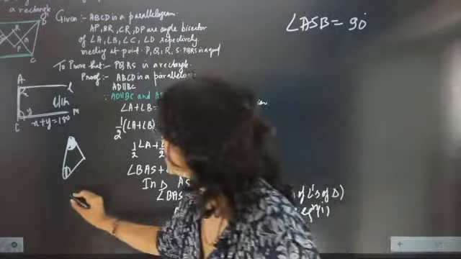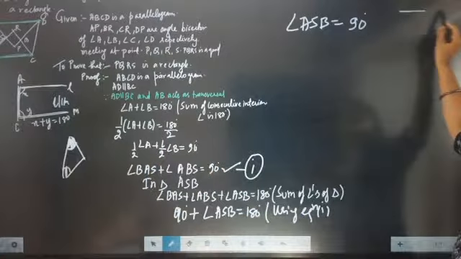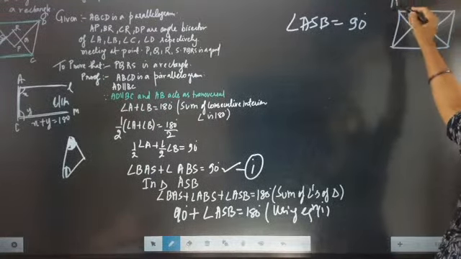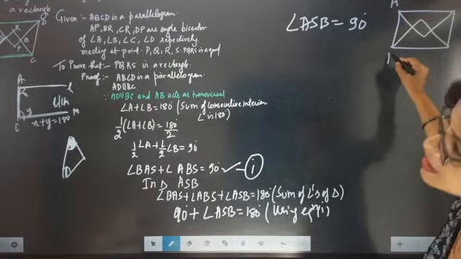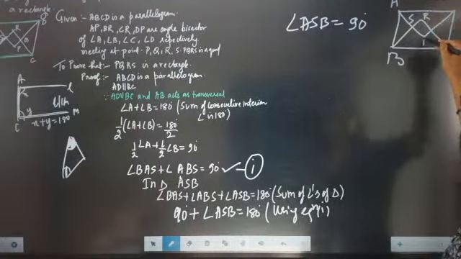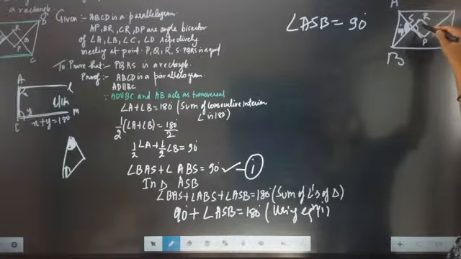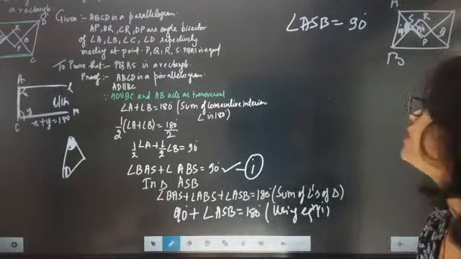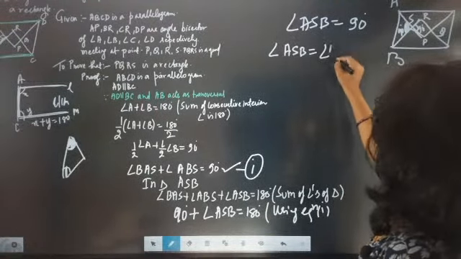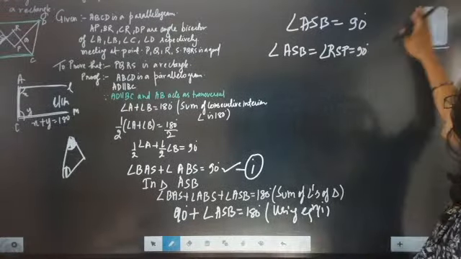Now once ASB is 90, so your figure is what? I am drawing the figure here again. Here you have drawn like this and like this. So ABS is there, and now RSP. By vertically opposite angles, if this is coming as 90 degrees, this one will also become 90 degrees. So we are going to say that angle ASB will be equal to angle RSP will be equal to 90 degrees by vertically opposite angles.